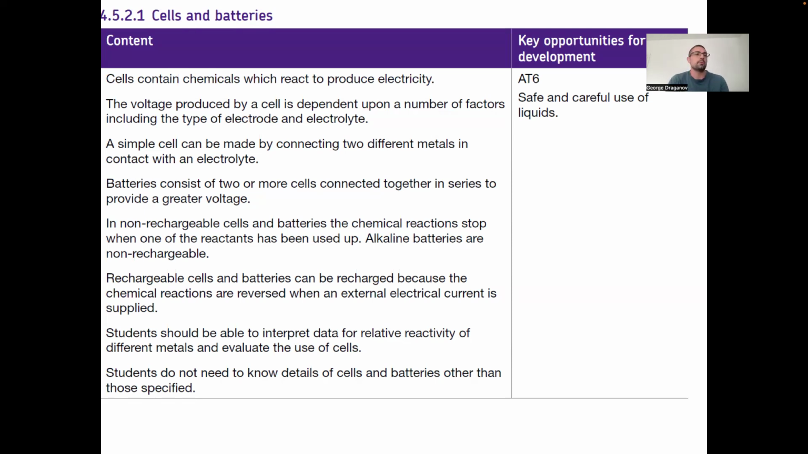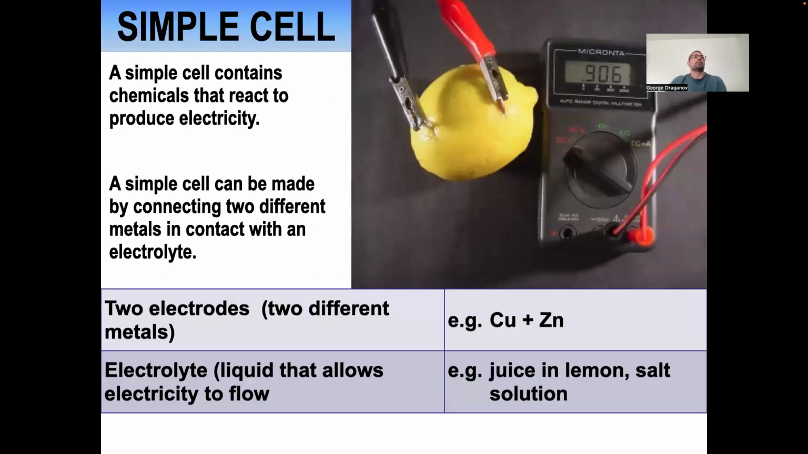Okay, so we're going to be looking at these things today. And students need to be able to interpret data for these things. They don't need to know details of cells and batteries other than those specified up here. So let's have a look at a simple cell. A simple cell contains chemicals that react to produce electricity. A simple cell can be made by connecting two different metals with electrolytes.